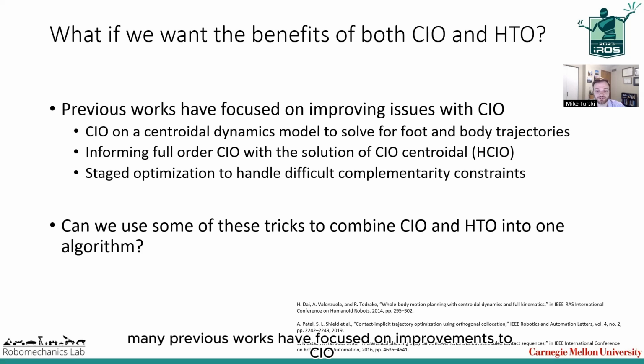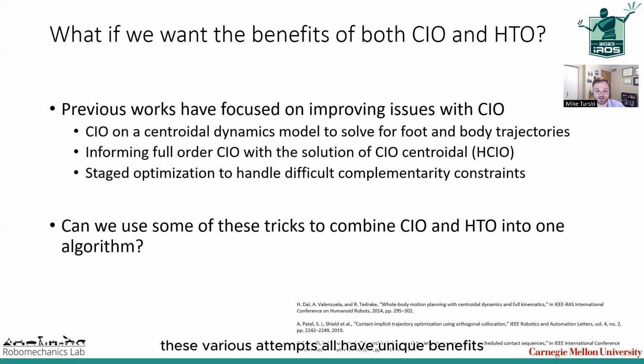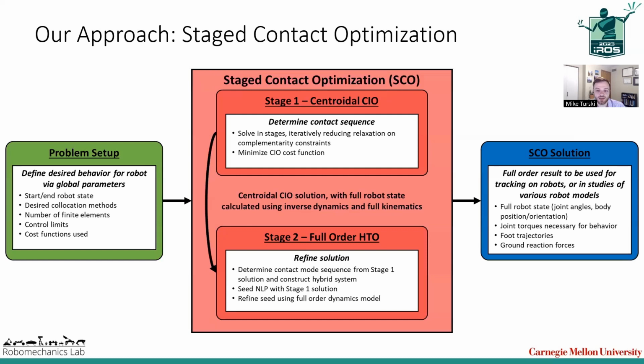Many previous works have focused on improvements to CIO. These various attempts all have unique benefits, decreasing overall solve times and increasing convergence rates. However, the final outputs are still subject to CIO's struggles with full order models. In this work, we sought to combine these strategies as well as take advantage of HTO's convergence properties in one algorithm. SCO combines CIO and HTO in one algorithm.